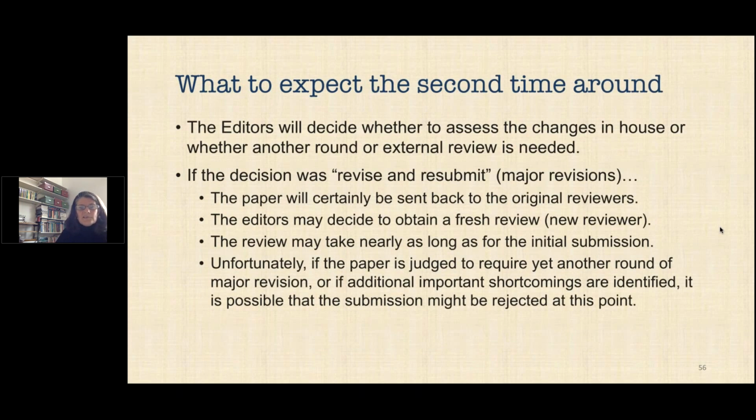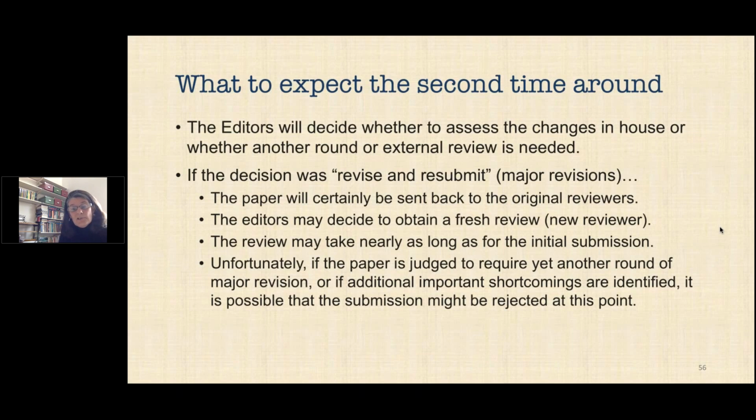So, what to expect the second time around when you resubmit your manuscript? The editors will decide how to assess the changes and who should assess the changes. Whether the changes can be evaluated in-house, which saves you time, or whether another round of external review is needed. So if the decision was revise and resubmit, which indicates major revisions, then the paper will certainly be sent back to the original reviewers. Or the editors might decide to obtain a fresh review or a new reviewer.